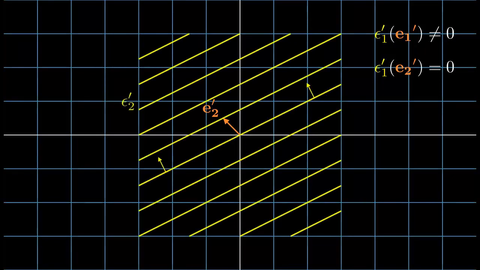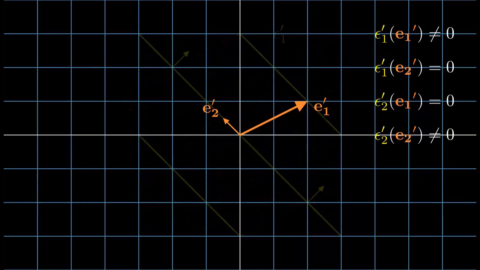The epsilon2' is like this. Again, the epsilon2' lines are not perpendicular to the E2'. These lines are parallel to the E1'. E1' has 0 epsilon2 components. This means epsilon2' E1' is equal to 0.